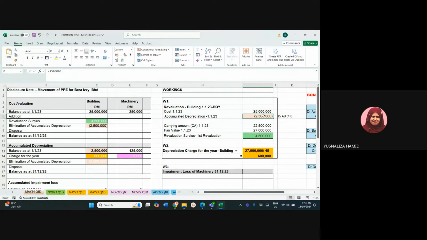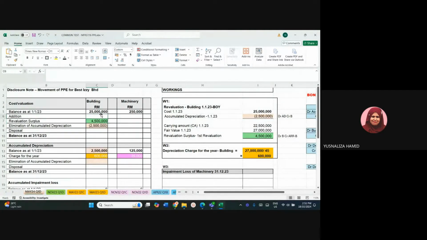Next, you have to record or include in the movement the surplus. The record for the surplus is: first, surplus, debit building, credit ARR for building. So when you credit ARR for building, it will not appear here. But when you debit building, it is actually here, which is your 4.5 million. So revaluation surplus should be added. So that is what you did.